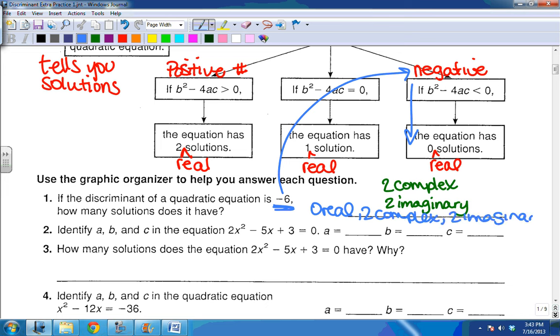Any of those 3 are correct, so I can write down any of them. I probably want to write them all down, so I know them all. So if it has a discriminant of negative 6, it has 0 real, 2 complex, or 2 imaginary solutions.